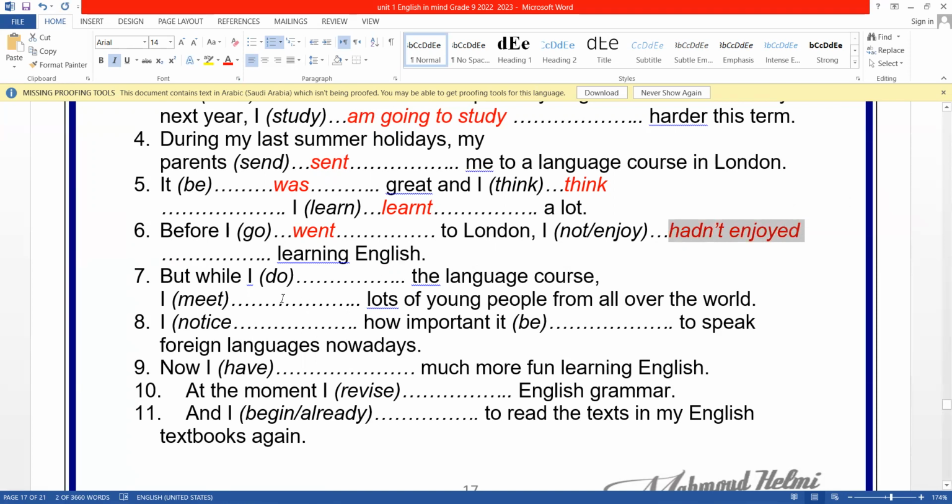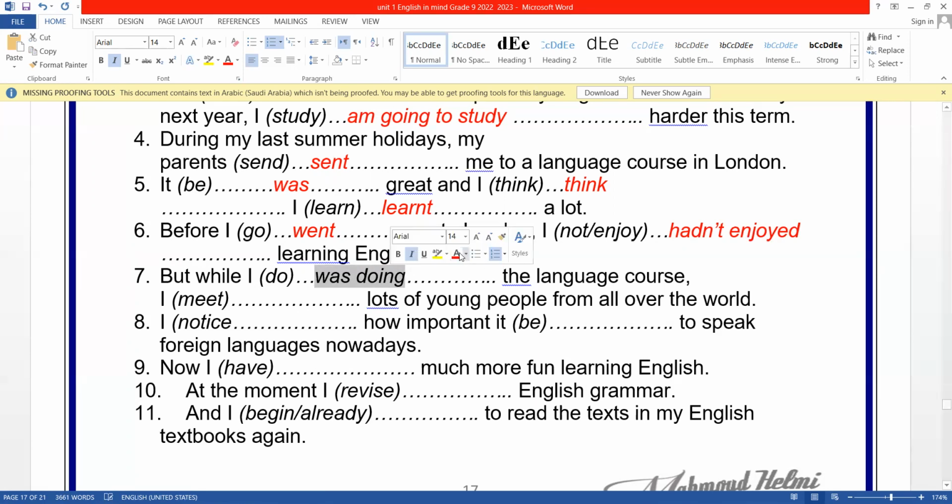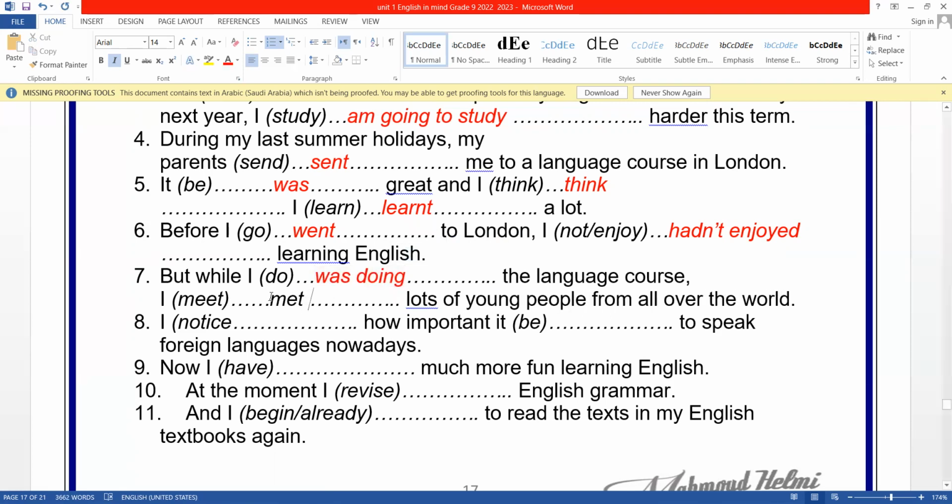Learning English. But while I was doing, while is followed by past continuous. While I was doing the language course, of course here we use the past simple, I met lots of young people from all over the world.